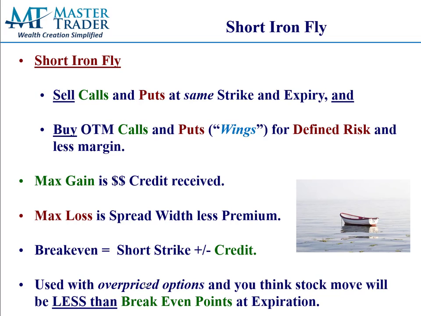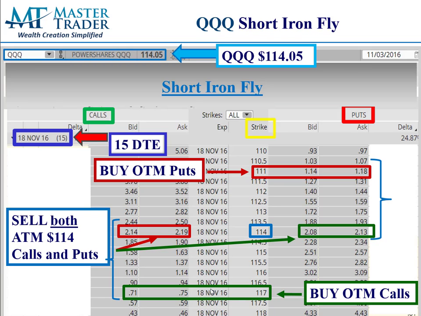We prefer overpriced options, but here's the calm waters. We're thinking that the stock will move less than the break-even points at expiration. So even though I'm saying calm waters, you could do this into earnings, so you are expecting a bigger move. However, the key point is the premium that you're receiving, the net credit, has to be perceived to be greater than whatever you think the actual move is going to be.